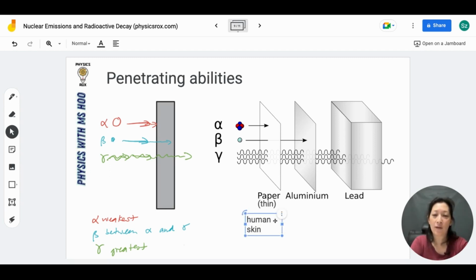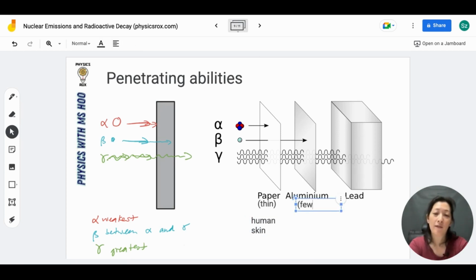When I say human skin here, I don't want you to think, oh, we got a human skin, and not that kind of thing, okay? Basically, it means that if we were exposed to an alpha source, the alpha cannot penetrate our human skin to get into the internal organs. Our skin is able to stop alpha from going through in the first place. So that's how easy it is to stop alpha.